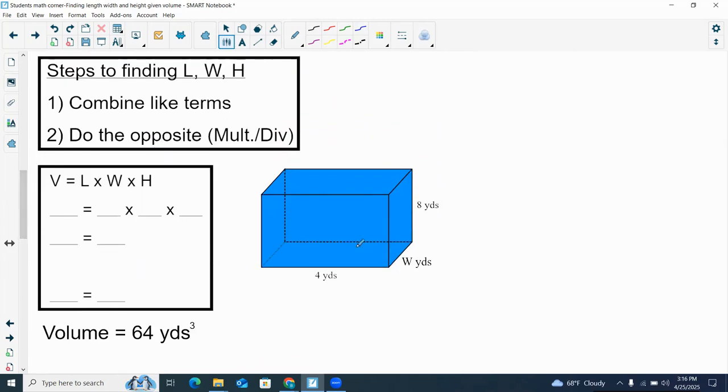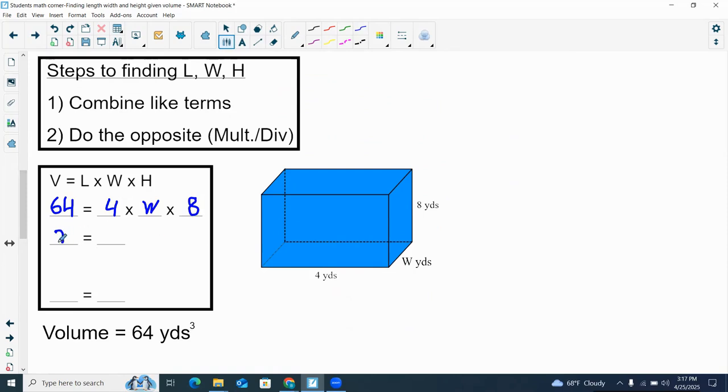So in this one, we've got 4 yards for the length. We don't know what the width is, but we've got 8 yards for the height. So I'm going to fill in what I know. They give us the volume, which is 64. The length is 4. The width, we don't know, but we do know the height, which is 8.